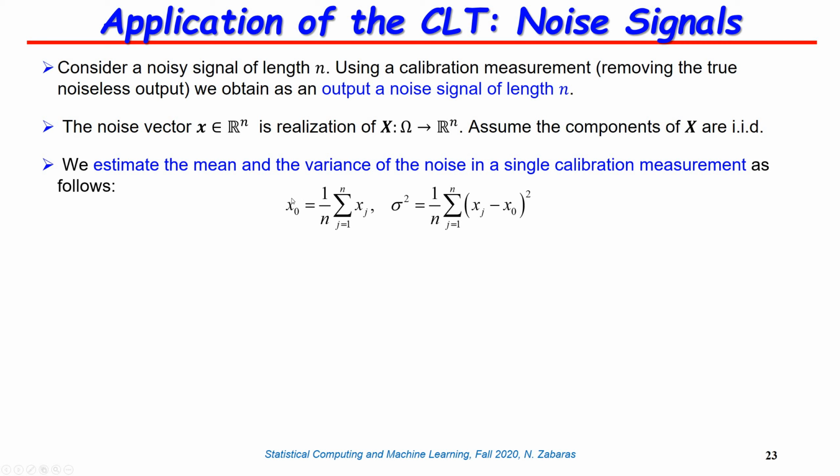And if you average that noise, you can get the average noise, and you can get the variance of that noise vector with only one calibration experiment. Okay? All right.